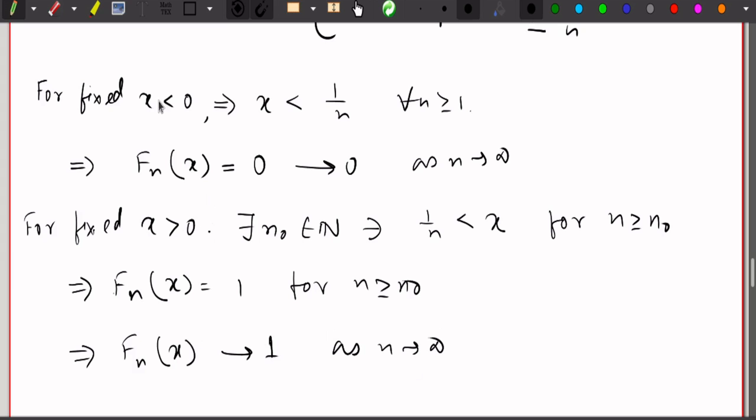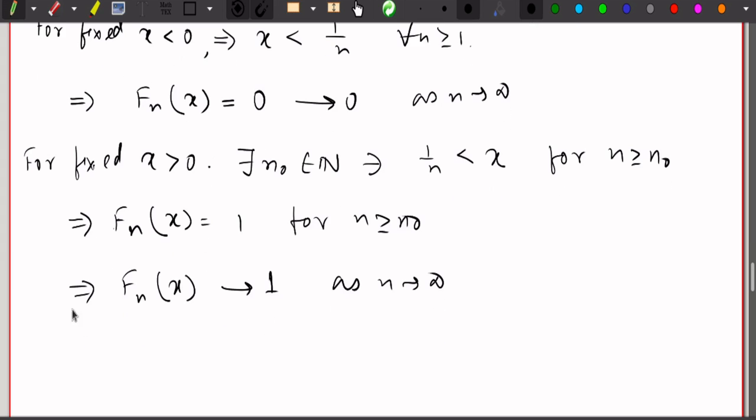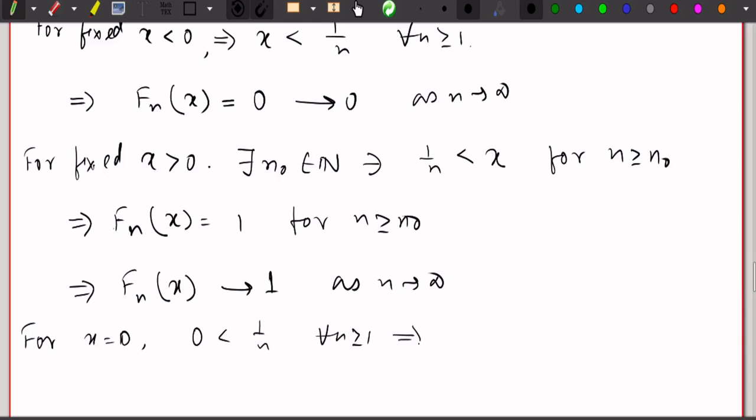Okay, so greater than 0 and less than 0 are done. The only thing left is x equal to 0. For x equal to 0, again 0 is always less than 1 by n for all n greater than or equal to 1. This implies that the distribution function of xn at the point x equal to 0 converges to 0 as n goes to infinity.